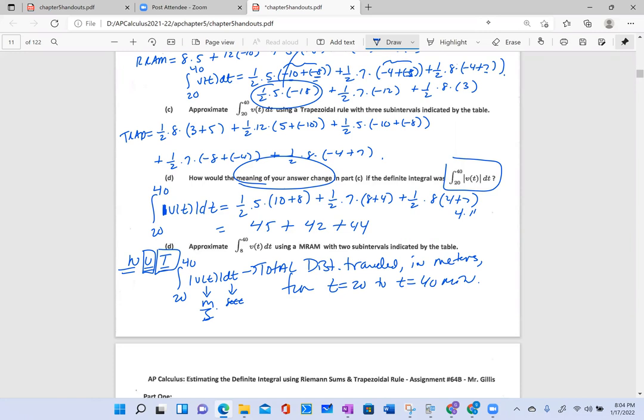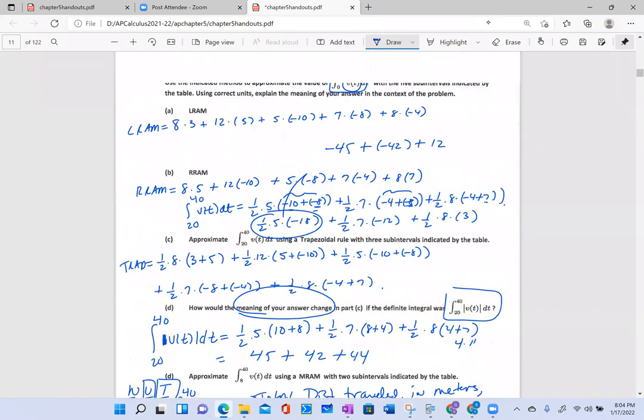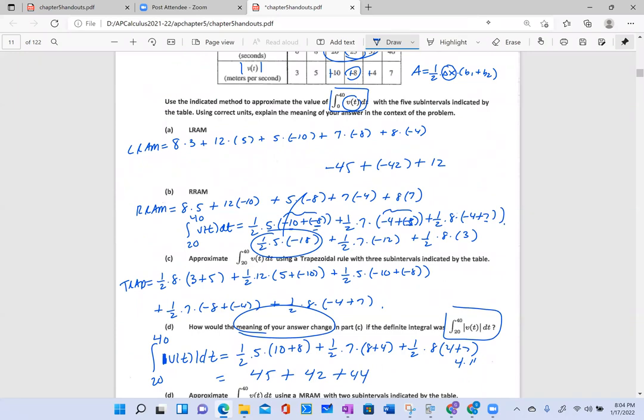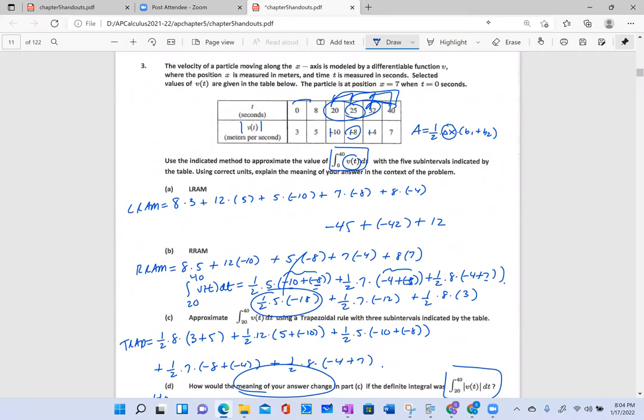Back here, when I took into account the velocities being negative and somewhere positive, that would represent the change in position from when t equaled, in this case, 20 to t equals 40. So this would represent the change in position in meters from t equals 20 to t equals 40.